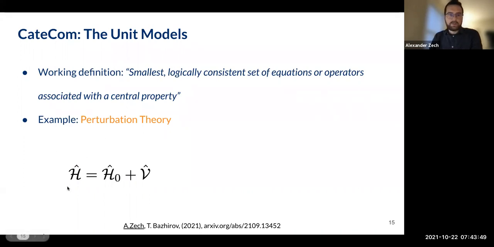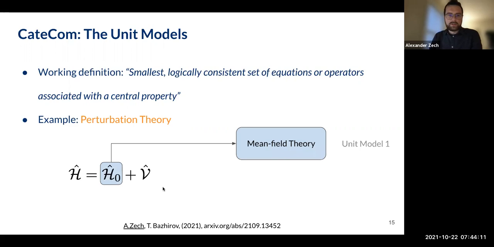So in perturbation theory, we split our Hamiltonian into an unperturbed Hamiltonian that we can solve exactly, and the perturbation. And the unperturbed Hamiltonian, when we solve it, we obtain a set of orthonormal eigenvalues and eigenfunctions, which are then used to develop the perturbation in series. So also these eigenfunctions we usually obtain from mean field theory as well. So we can think of the first part as the first unit model as being mean field theory.